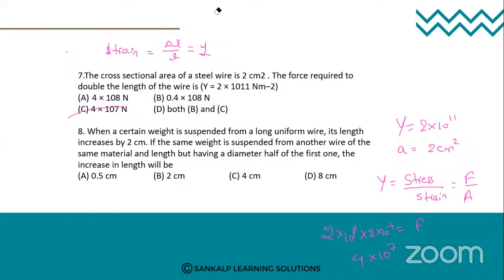Okay, then go for the next question, question number 8. When a certain weight is suspended from a long uniform wire, its length increases by 2 centimeter. If the same weight is suspended from another wire of the same material and length, but having a diameter half of the first one, the increase in the length will be what? How to do this one?